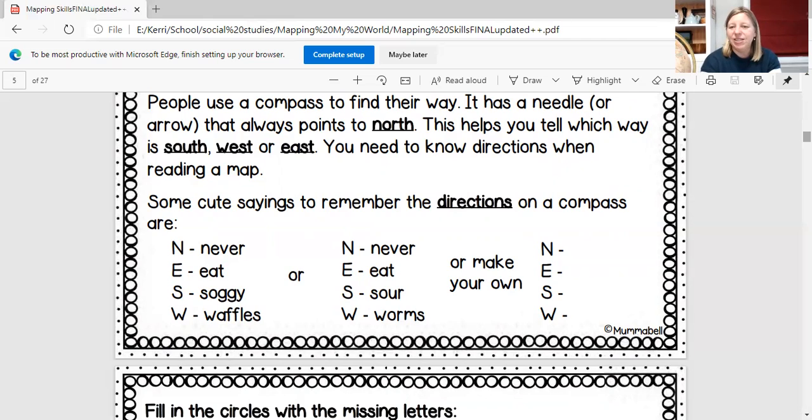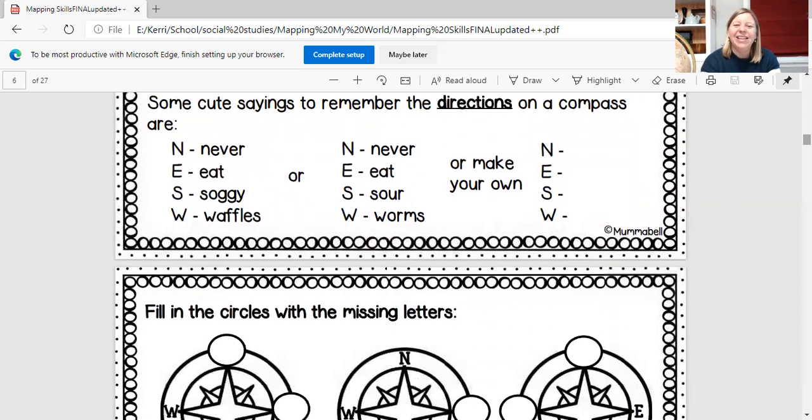Some cute sayings to remember the directions on a compass are, never eat soggy waffles. Yeah, I don't think I would like to eat soggy waffles. Or never eat sour worms. Actually, I have had a sour gummy worm before. And it says, make your own. So you can make your own. Maybe you have your own idea. Make sure it stays appropriate though.